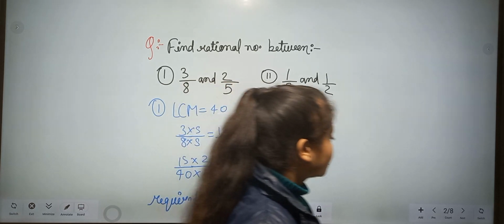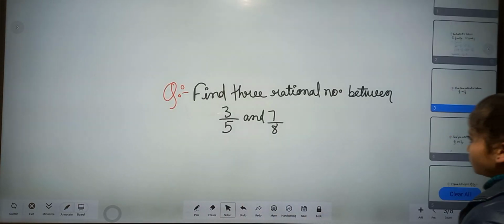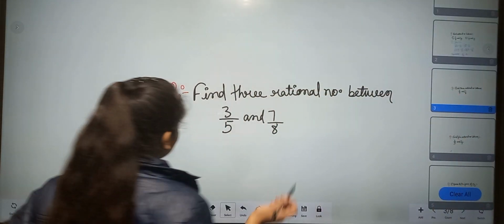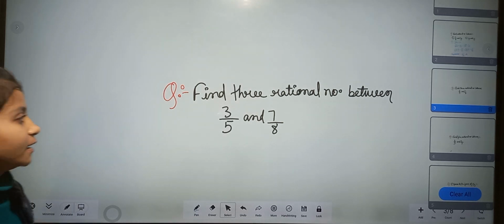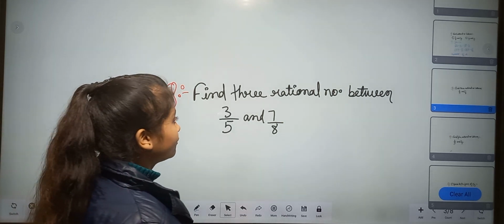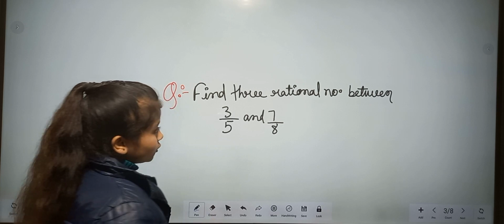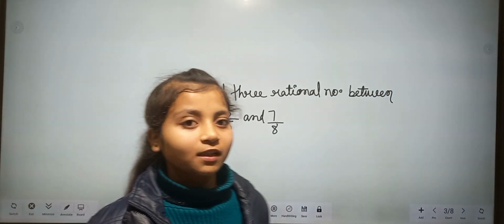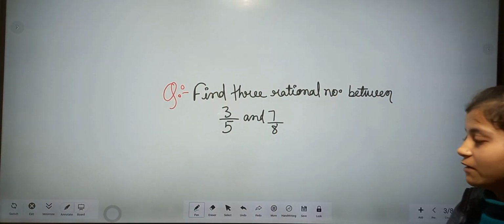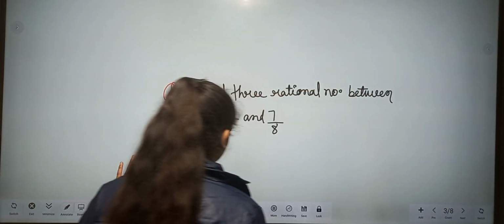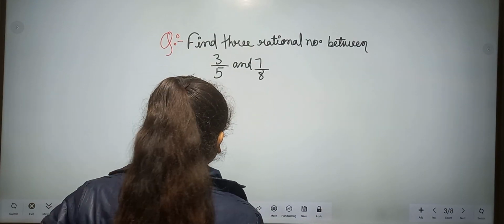Okay, so let's move to our next question. Here is also the same question, but here it is given to find three rational numbers between these. Okay. So in this question, we have to find three rational numbers between 3/5 and 7/8. Okay. So let's solve this question.